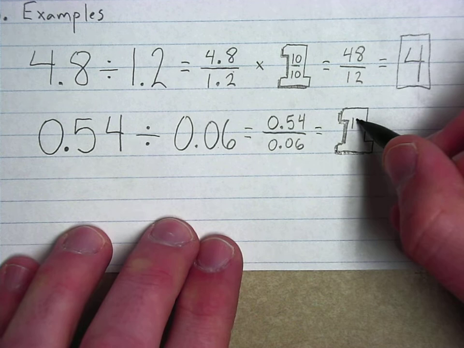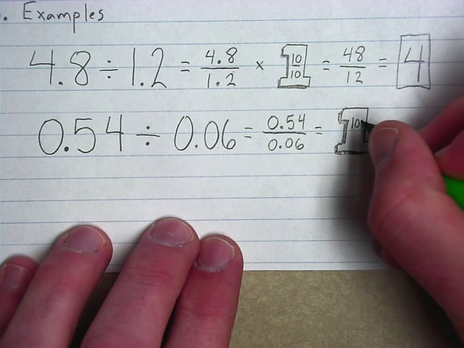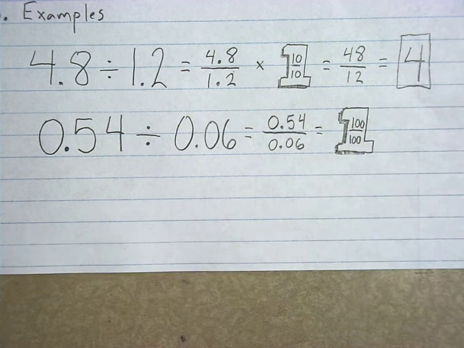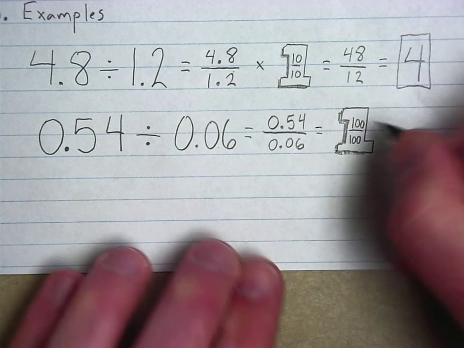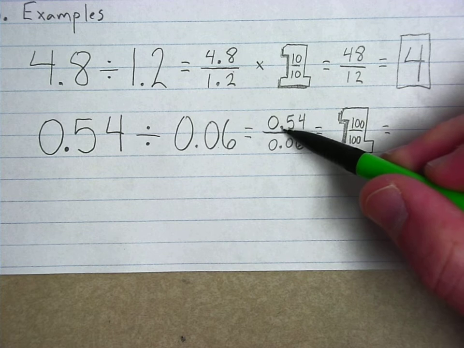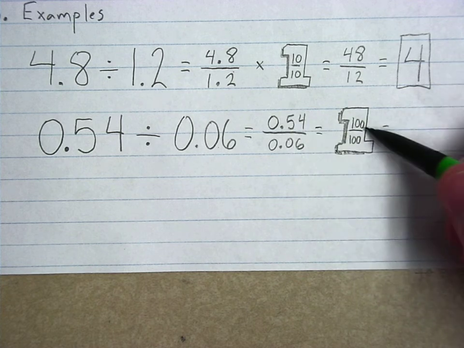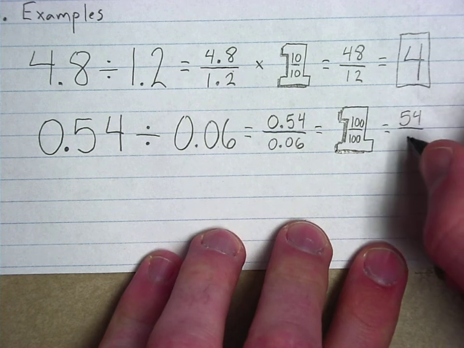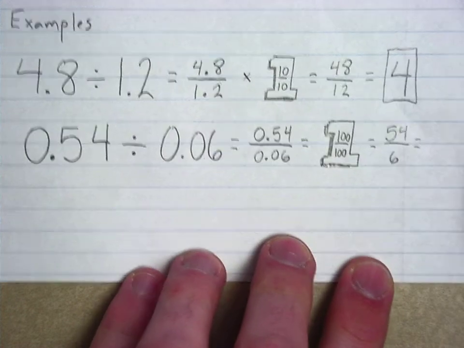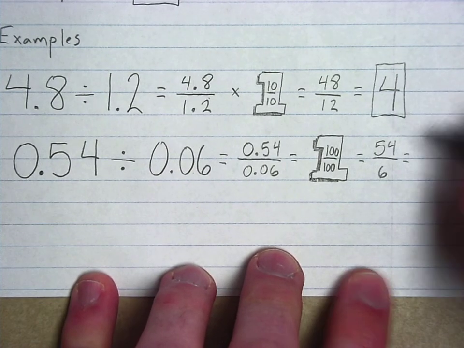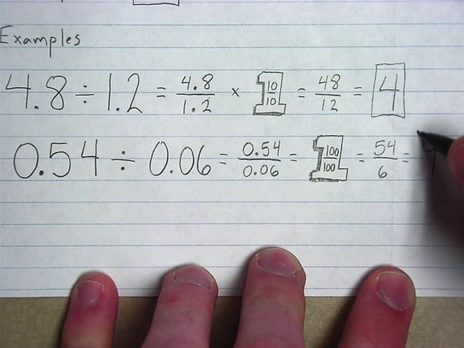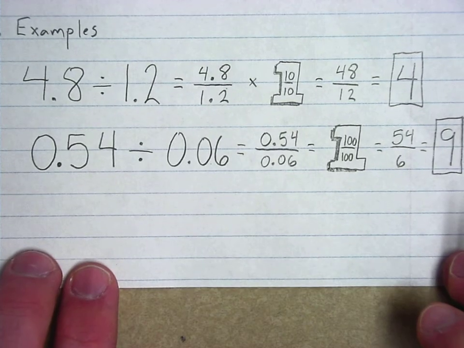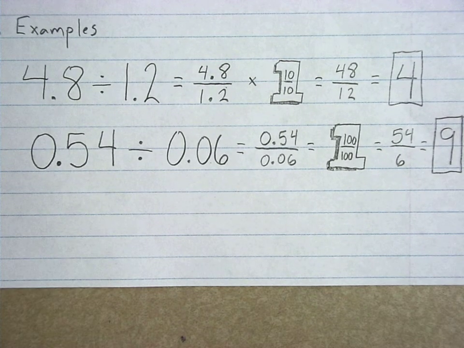So this time, instead of 10, I'm going to multiply by 100. And the reason I want to do 100 is, again, I hear hundredths, hundredths. I also want to move that decimal point over 2 spots. So I'm going to need 2 zeros. That gives me 54 over 6. And if I divide that, 54 divided by 6 is 9. All right, we're almost at 12 minutes. Last one.